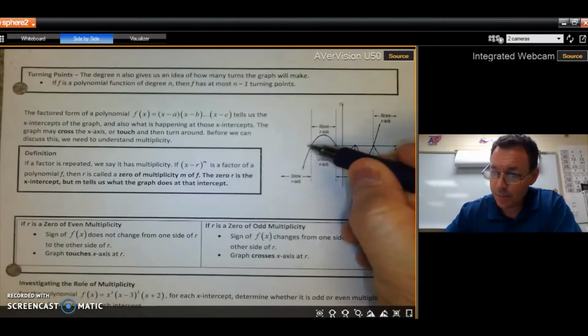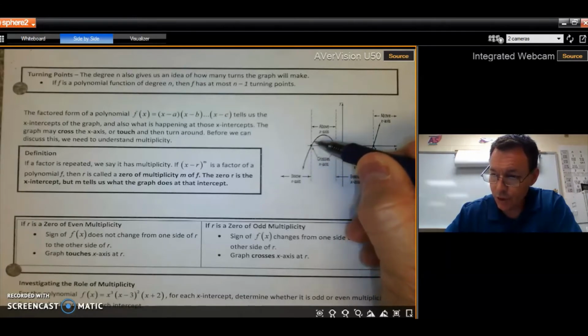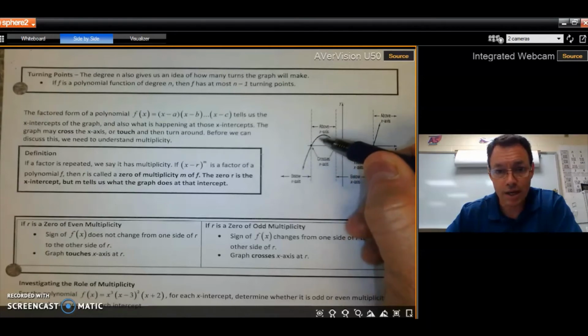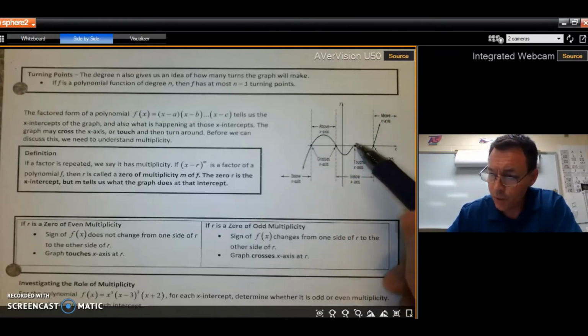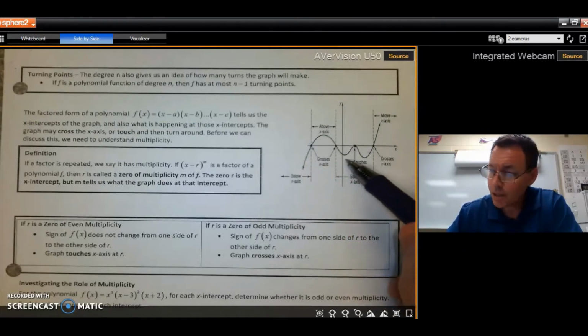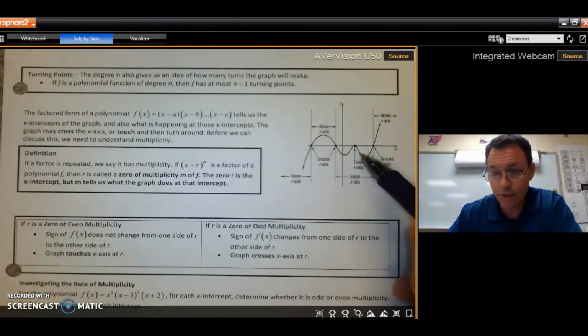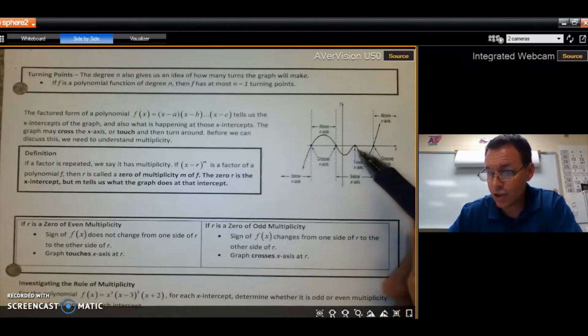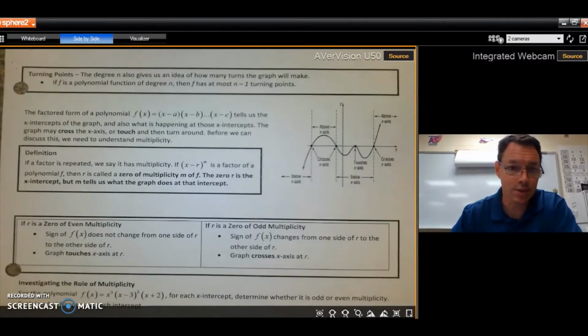Okay, this is an example of an x-intercept where you're going up, up, up, hit it, and then you pass through to the other side. So the graph can cross at an x-intercept, but if you look right here, this is still an x-intercept. The graph goes up, it touches the x-axis, but then it turns around and goes back the way it came. So there are 2 things that can happen at an x-intercept. The graph can cross, or it could also touch and then turn around and not pass through to the other side.